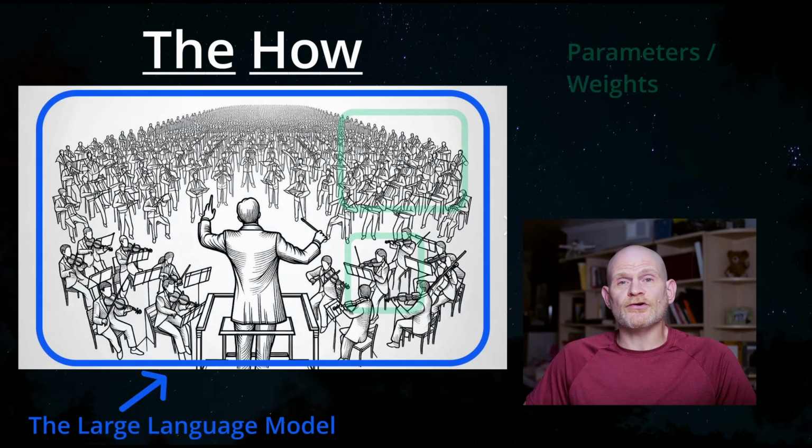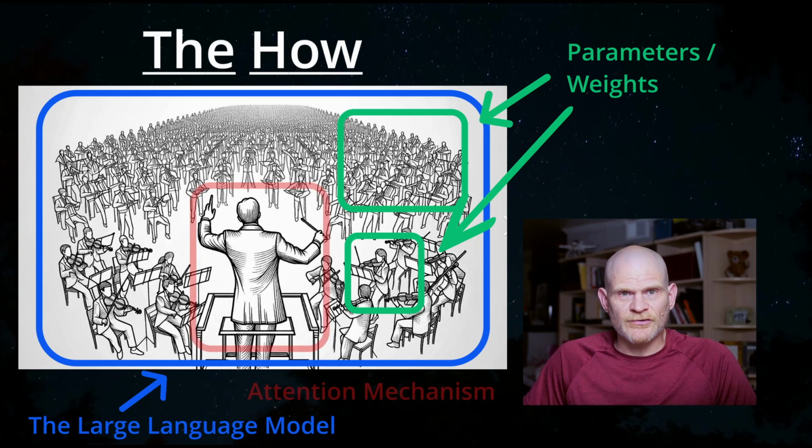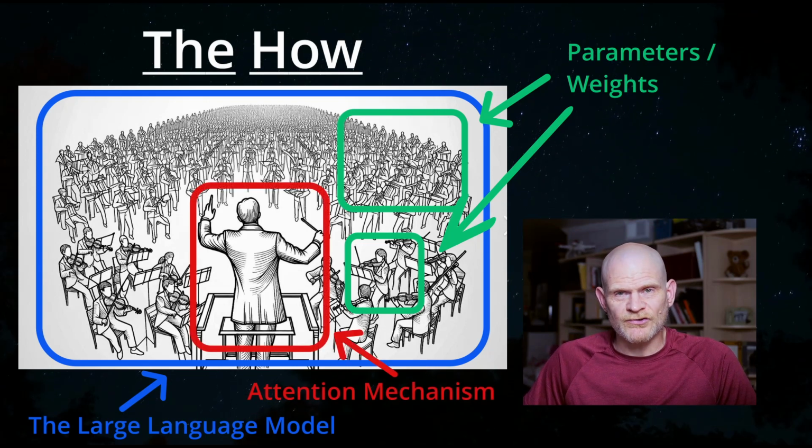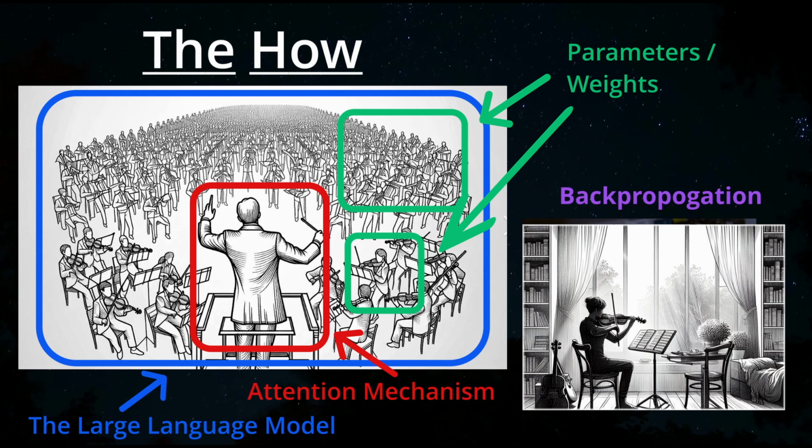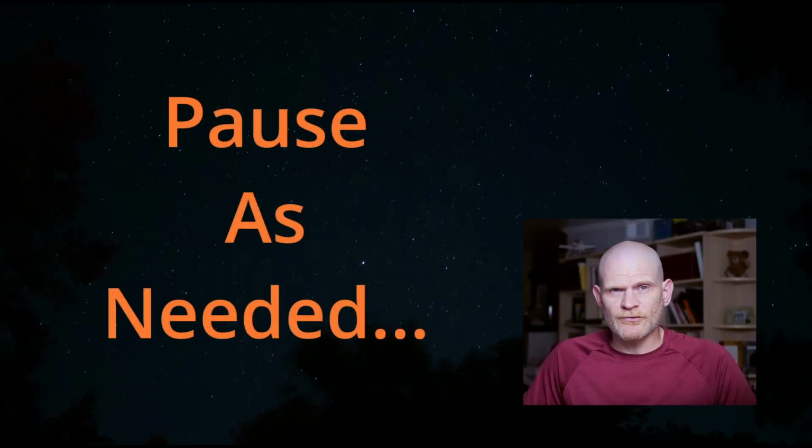Now let's talk about the how. I'm going to start with a metaphor to set the stage. Imagine that the large language model itself, the neural network, is an orchestra where each musician is a parameter. The conductor is an attention mechanism guiding the musicians. Backpropagation is the musicians' practice and refinement of their performance based on the conductor's feedback. With that in mind, let's talk about the orchestra itself, the large language model.